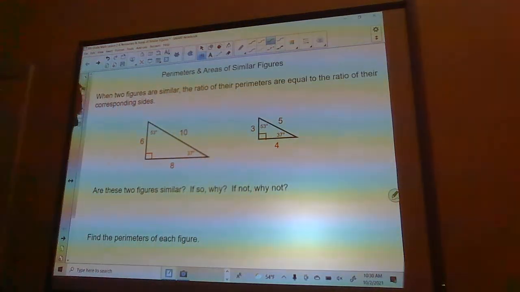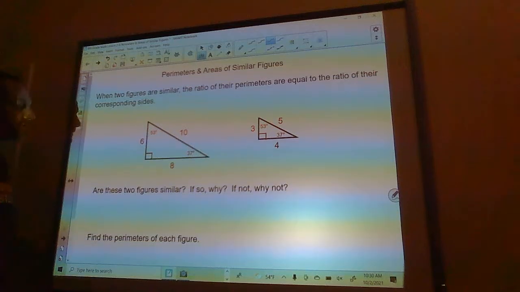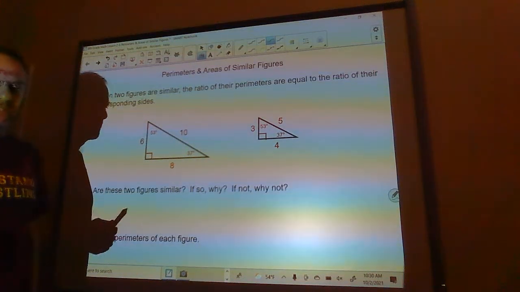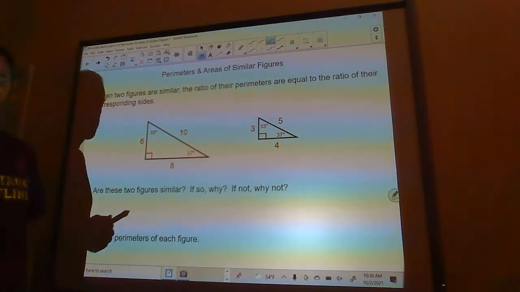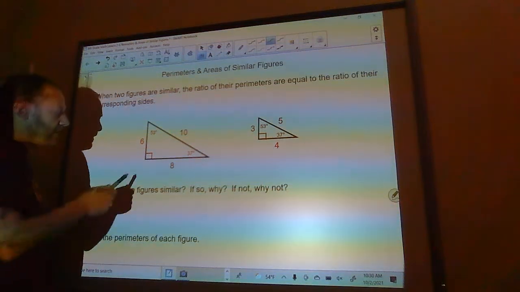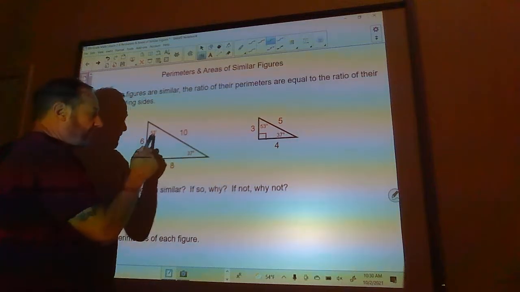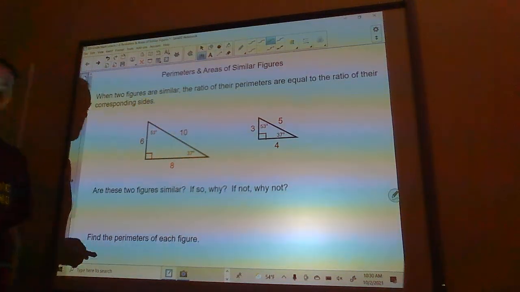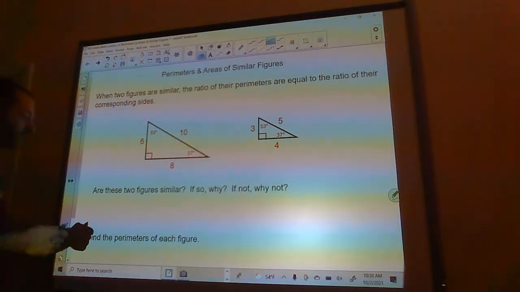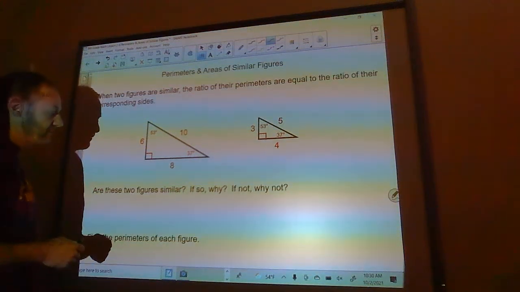So, first thing I guess is we look at, are these two figures similar, and if so, why, and if not, why not? Okay, so the first thing we always check is, are all the corresponding angles equal? So this angle's 90, this angle's 90, this one's 37 and 37, 53 and 53. That checks the first box. So the angles are equal.